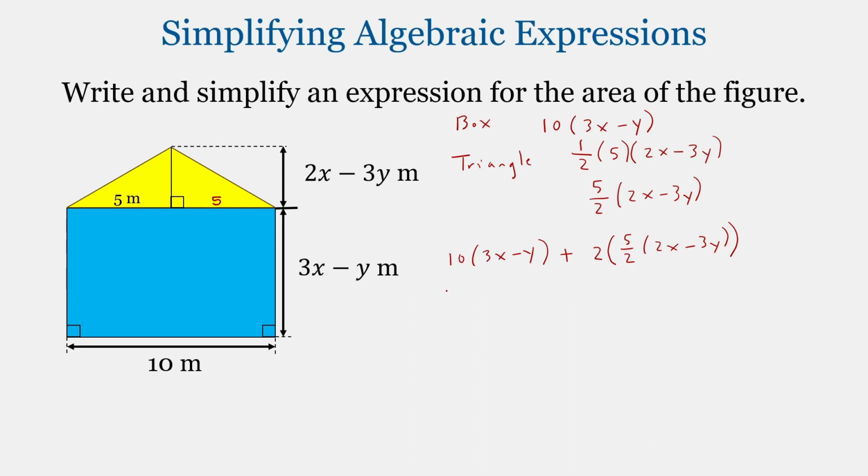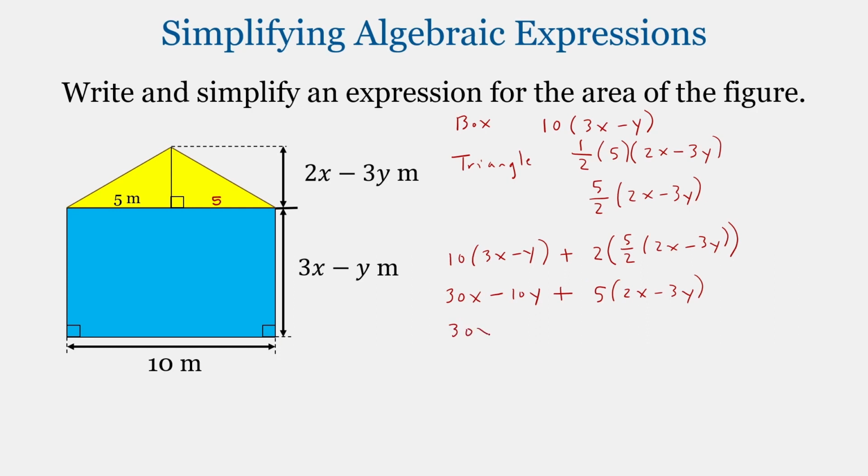10 times 3x is 30x. And then 10 times a negative y will give us negative 10y. Plus, now the first step in this multiplication, we have 2 times 5/2 times 2x minus 3y. So let's multiply 2 times 5/2 first. 2 times 5/2 is 5. And then we have 2x minus 3y. And then we'll continue with this multiplication.